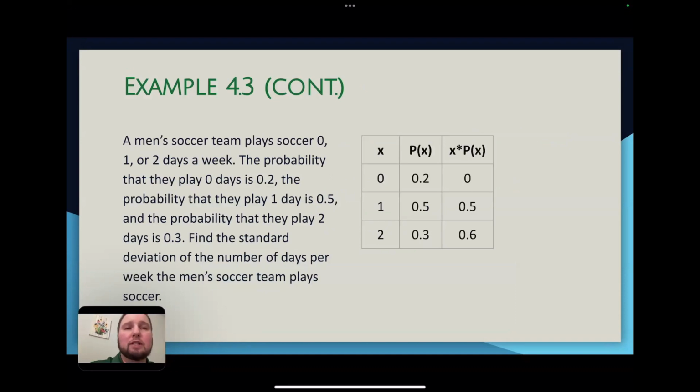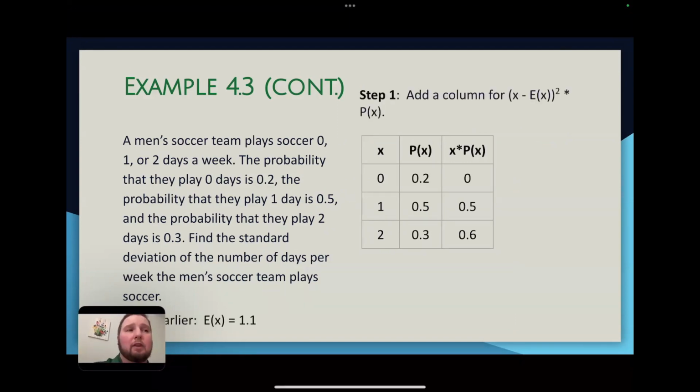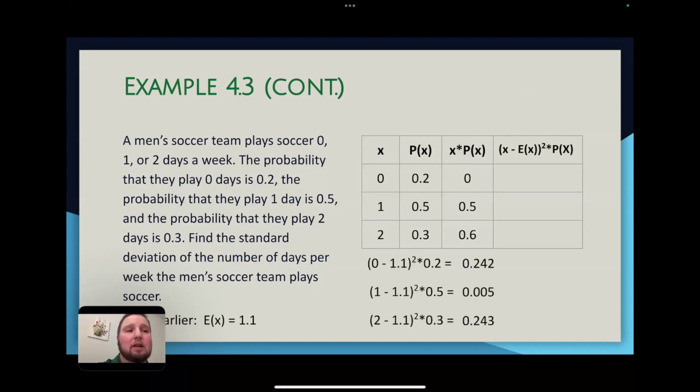So we're still looking at the men's soccer team. We have our probability distribution set up. Now we're going to add another column for (x minus E(x)) squared times P(x). Then we're going to use that formula to calculate the values that go into those boxes. And I do that in the space below the table just because I didn't have room in the table. You can do this directly in the table if you want.